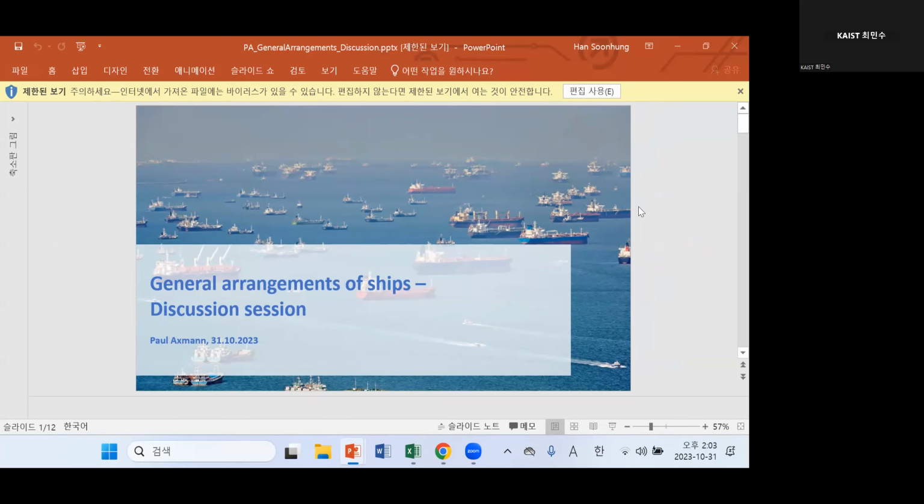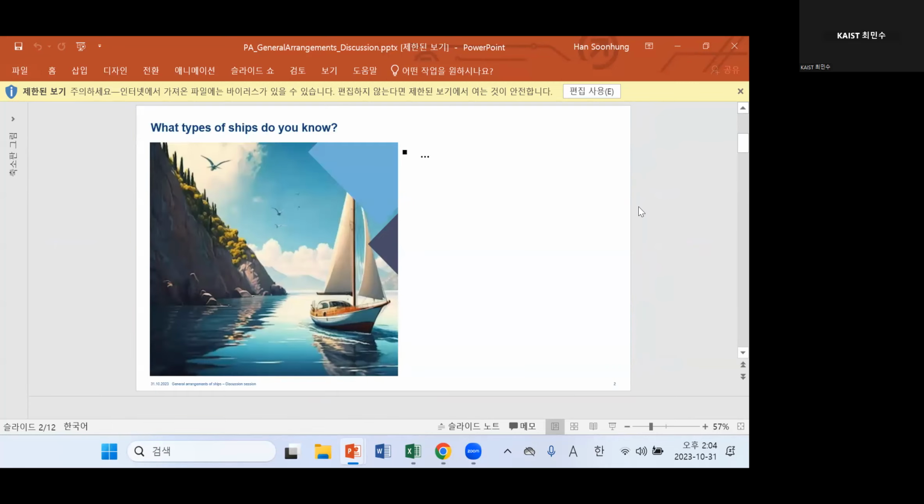Hello everybody, we're going to have a discussion session today about the general arrangement of ships. And I hope you will all participate. Let's start with some easy questions. So what types of ships do you know? We heard some today.